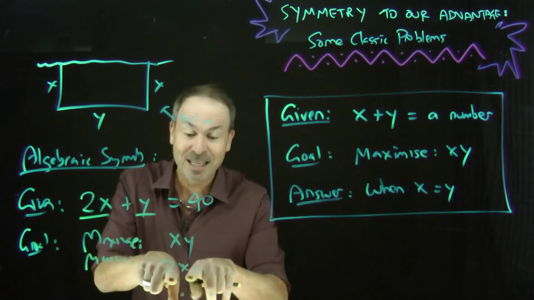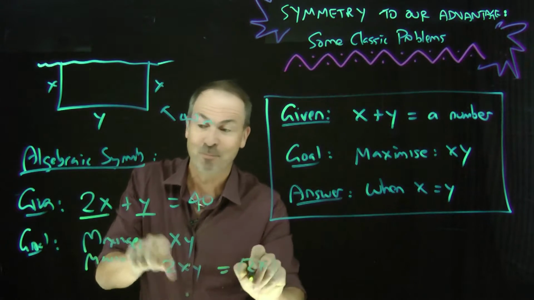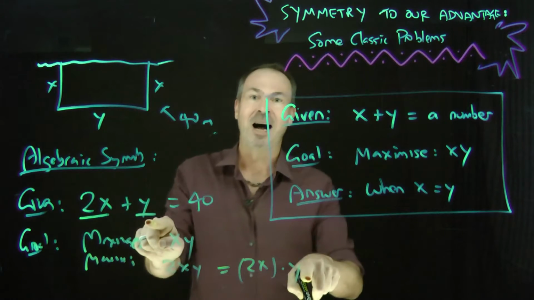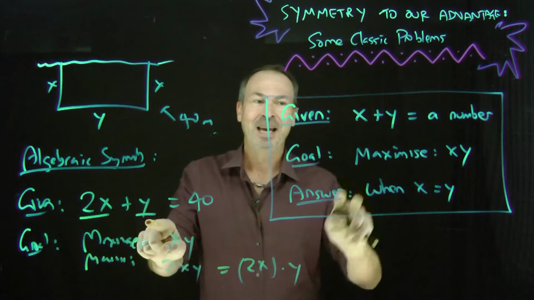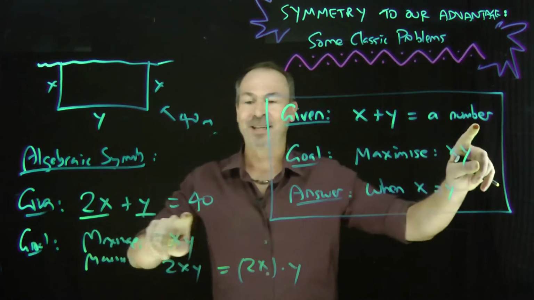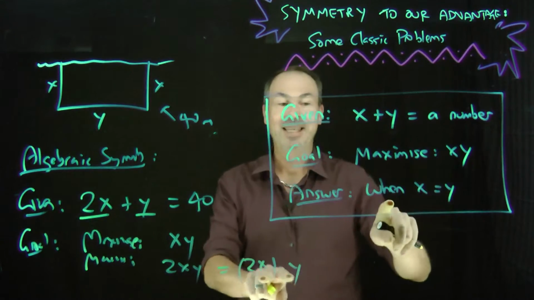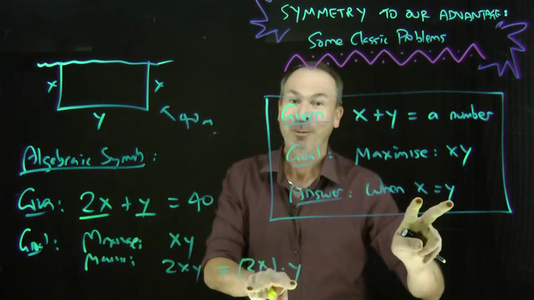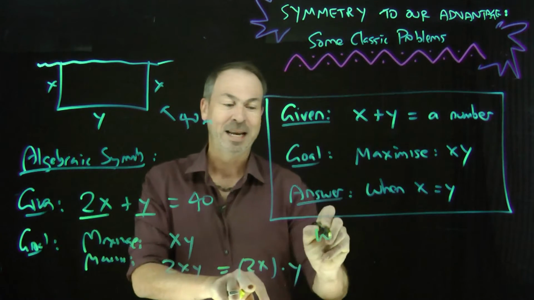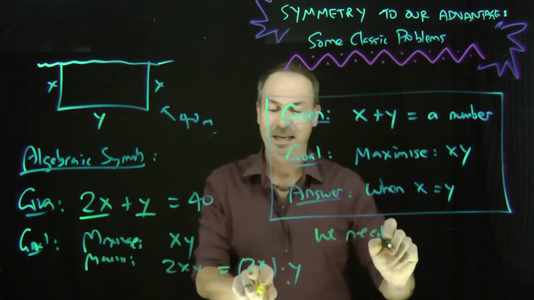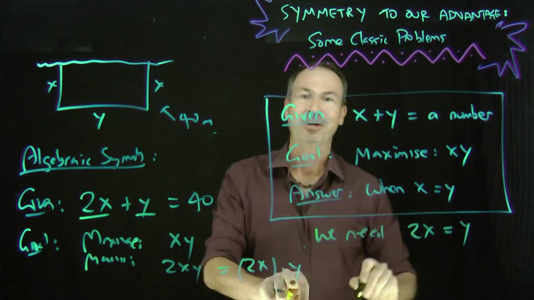And the reason I like this version is I can think of this as 2x, my first unknown, times y, my second unknown. Given two unknowns of a fixed sum, got it. Want to maximize that product, got it. Then the answer is when we have the two unknowns equal each other, when we have symmetry. So we need symmetry. I need this unknown 2x to equal that unknown y.